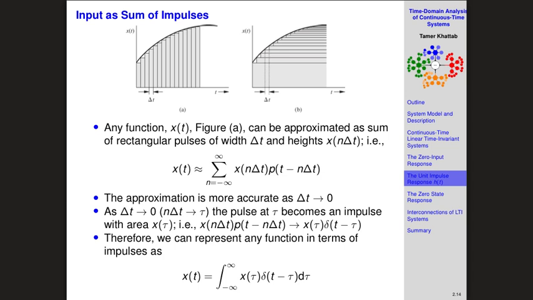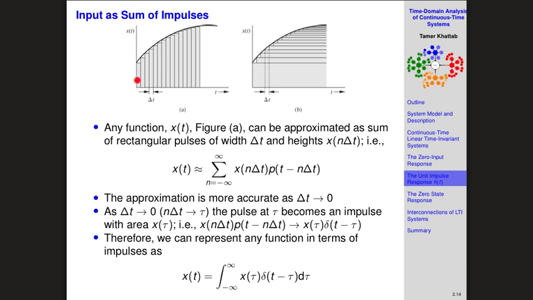p of t is a pulse with amplitude equal to 1 and a width equal to delta t. Now, in order to make the amplitude grow with the curve, we multiply it by the value of the curve at the start of this pulse. So whatever the value is here is multiplied by the amplitude of a unit pulse to make it a higher pulse that reaches the curve. So we can say that this curve can be approximated by a summation of those pulses.